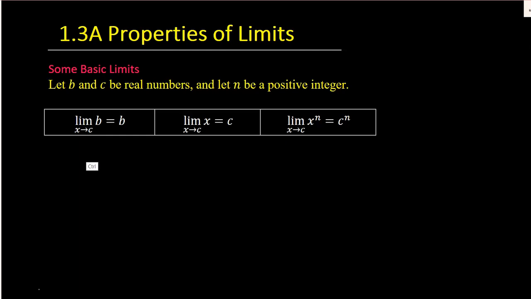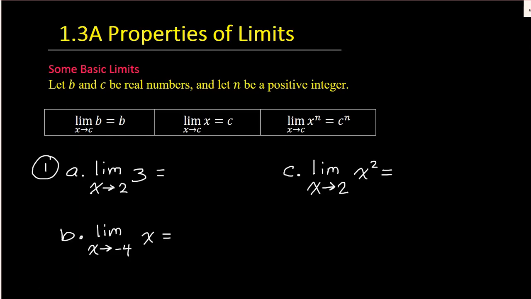The first property is just saying that if you take the limit of a constant, it's just going to be that constant. Now, the next two properties are saying that if you take the limit of basic functions like these, you can use direct substitution to find the limit. In other words, you can just substitute c in for x, and that is going to give you the limit.